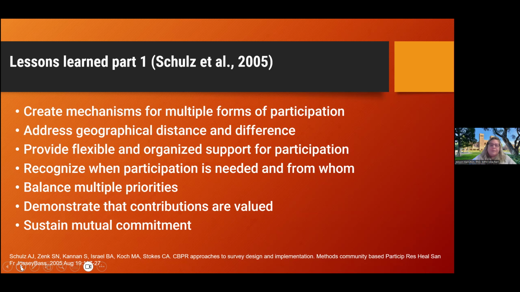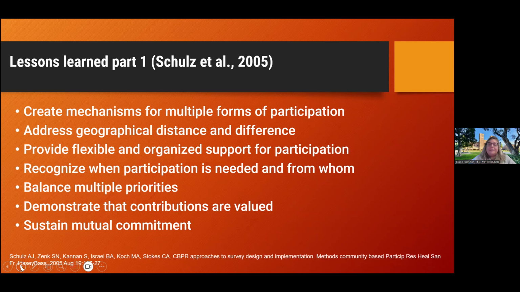The issue, of course, of balancing multiple priorities is essential through this process because our priorities as researchers are likely going to be very, very different than our community partners' priorities. And how do we adapt and accommodate those different priorities?